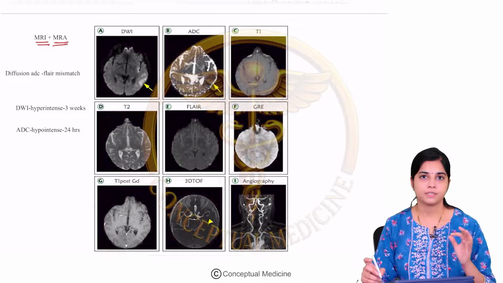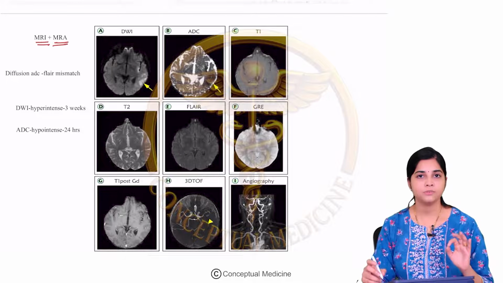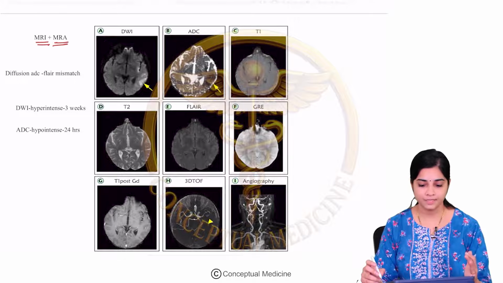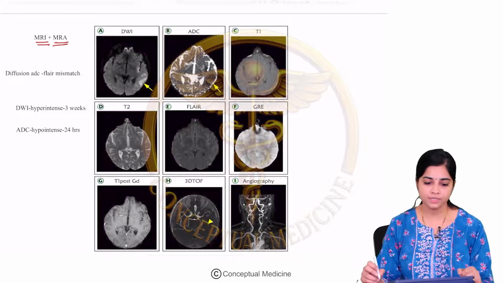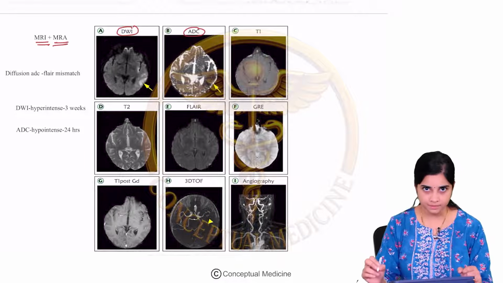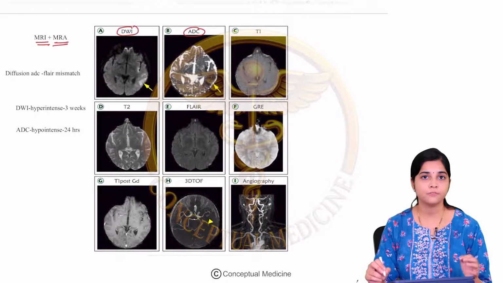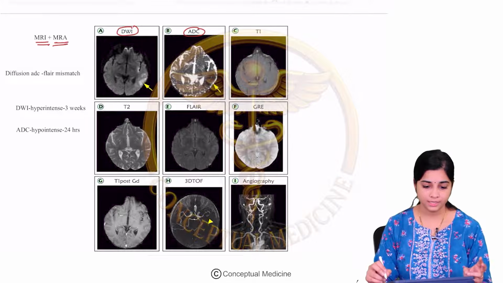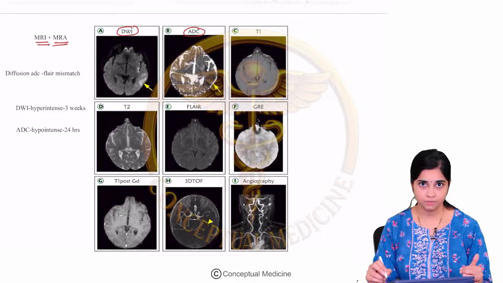So first, when you get an MRI of the brain, you should understand that there are multiple sequences. We do not have to know every sequence, but let us just understand two sequences first, which is your DWI sequence and your ADC sequence. Your DWI stands for diffusion weighted imaging.